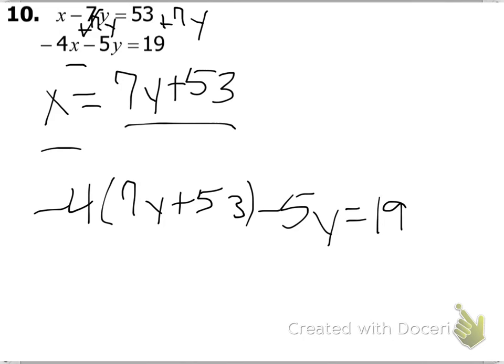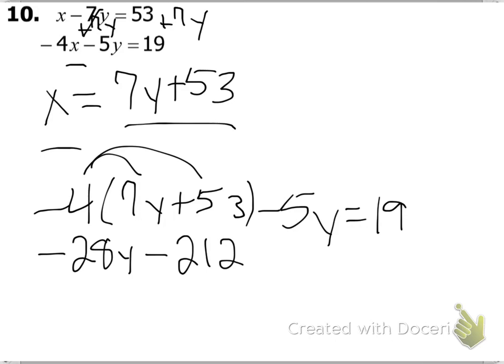First step here? Distribute. Negative 4 times 7y. Negative 28y. Negative 4 times 53. Negative what? Negative 212. Question? I put in 5 instead of 4. Oh, okay. And then I have my minus 5y equals 19.